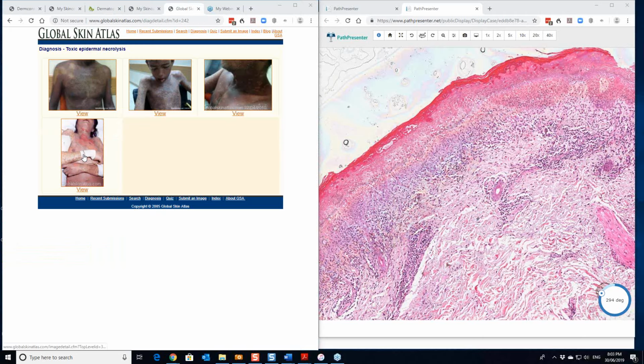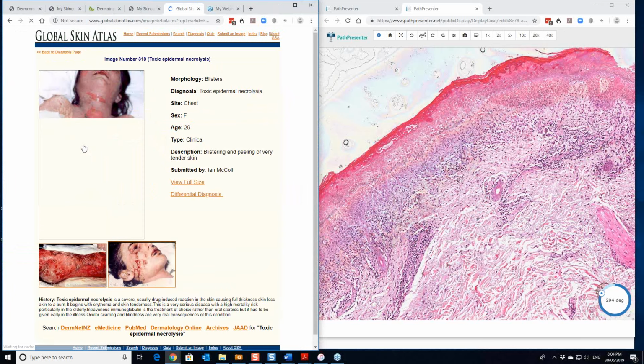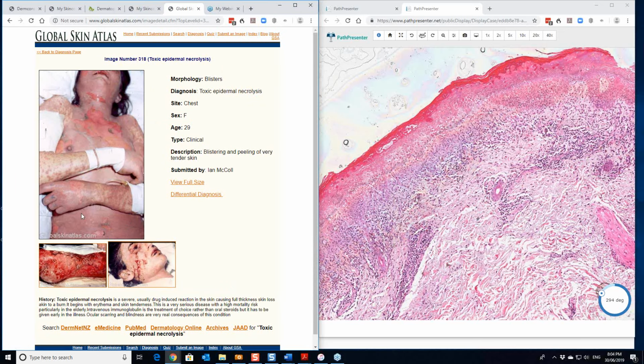These are some clinical examples from Global Skin Atlas. We might just look at this one. It gives you an idea. Look at the redness, look at the sloughing, the peeling of the skin. And this is full thickness epidermal necrosis. And this is why these patients have to be managed in a burns unit when they occur.